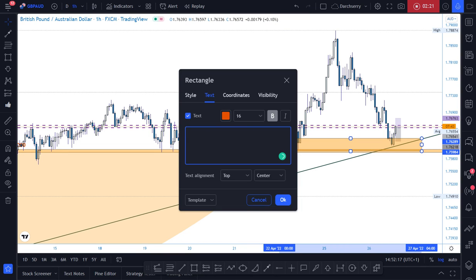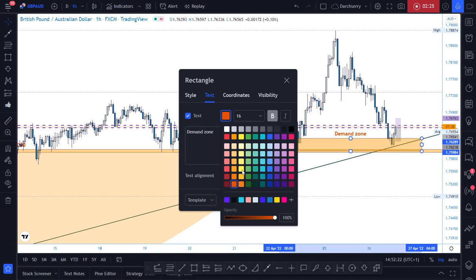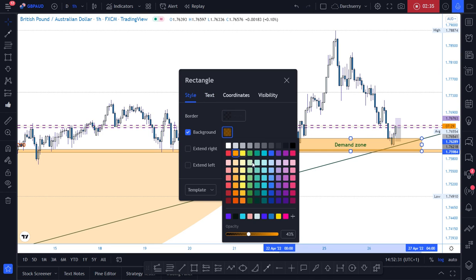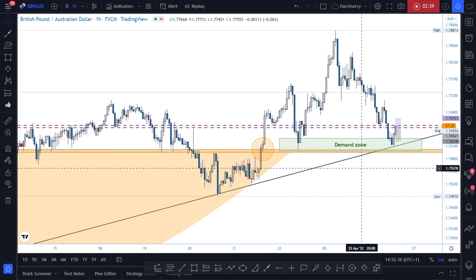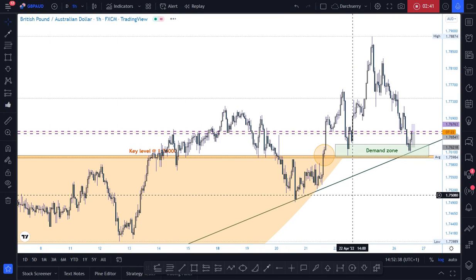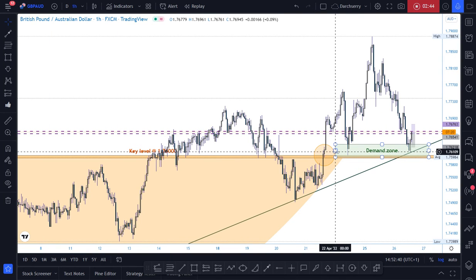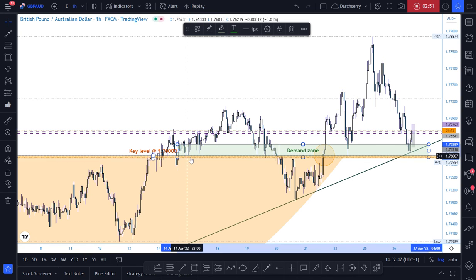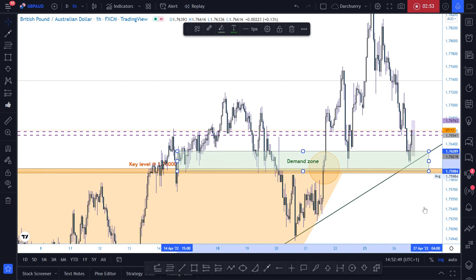So let me give my demand zone green. I think green is appropriate for our demand zone. Then let's give the inside a light green as well. Good. So we have the demand zone here that we're looking forward to. As we can see, this zone has been consistent since whenever price breaks out of that neckline, which is also serving as our key level.